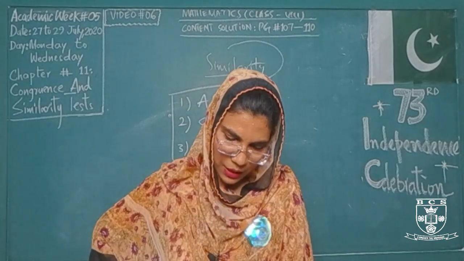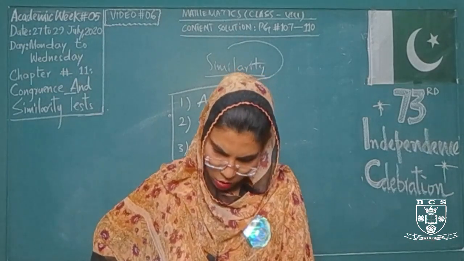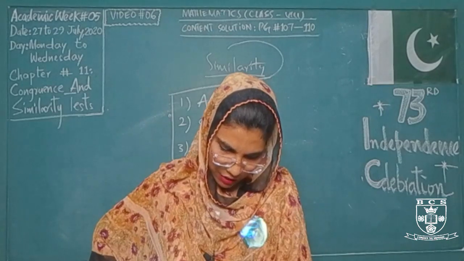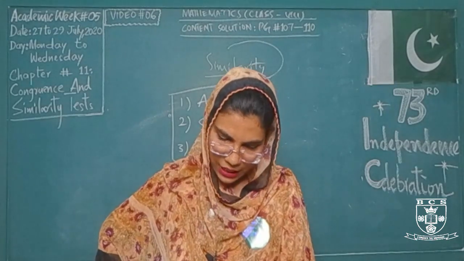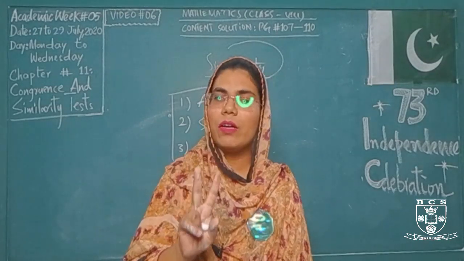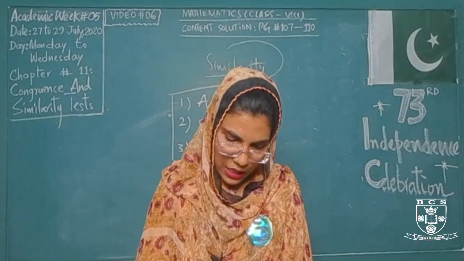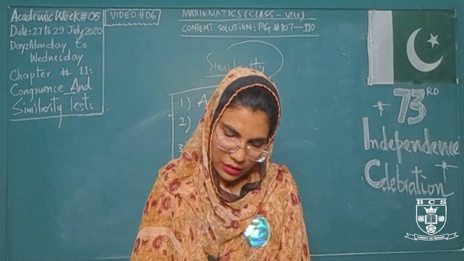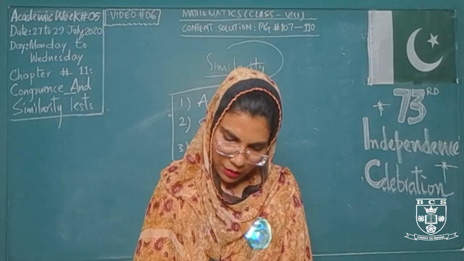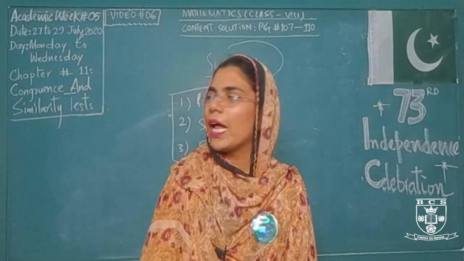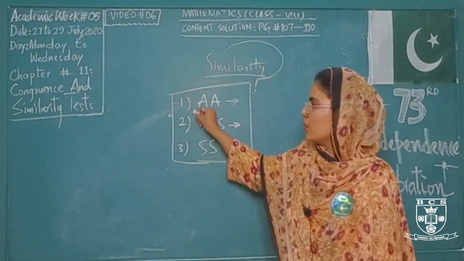So three different similarity tests are given, and we are also given 8 different triangles, and we have to make pairs of these triangles. Pair means 2. We will take only 2 different triangles, and the condition is that they must be similar, according to any one of these similarity tests.